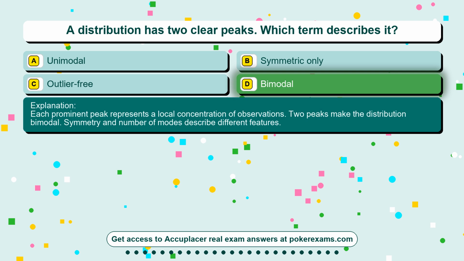Each prominent peak represents a local concentration of observations. Two peaks make the distribution bimodal. Symmetry and number of modes describe different features.